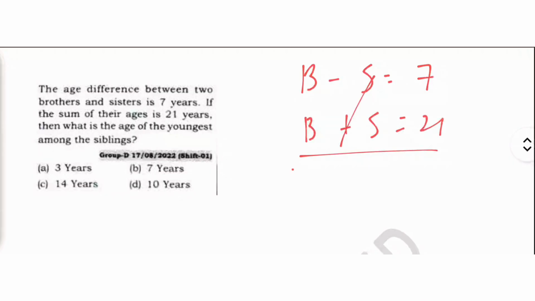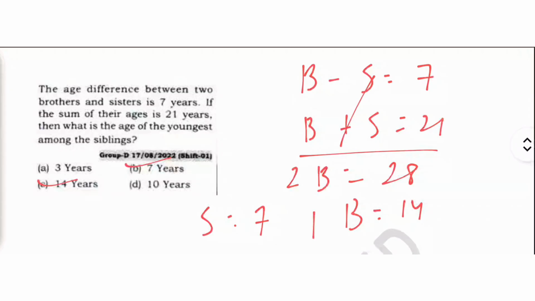Plus and minus get cancelled. 2b is nothing but 28. B is nothing but 14. If B is 14, then what is S? S is nothing but 7. So what is the age of the youngest among the siblings? That is 7 years, and the eldest would be 14 years. If they had asked you the sum of this, it would have been 21, which is already given.